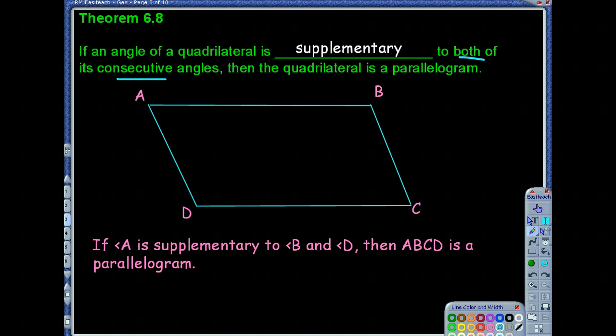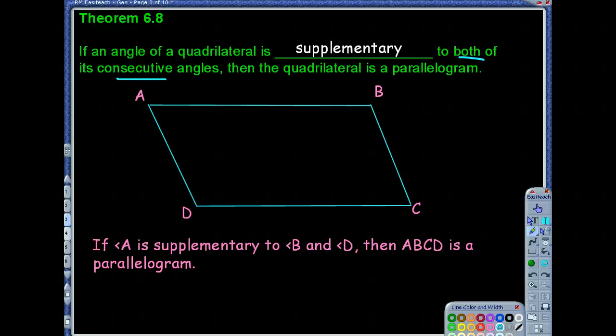So if angle A is supplementary to angle B and D, you need both of those pieces. Or if I said angle B is supplementary to angle C and angle A. You basically need two sets of supplementary angles. Okay. Just like on the last two, you needed two sets of congruent angles, or two sets of opposite sides that are congruent.